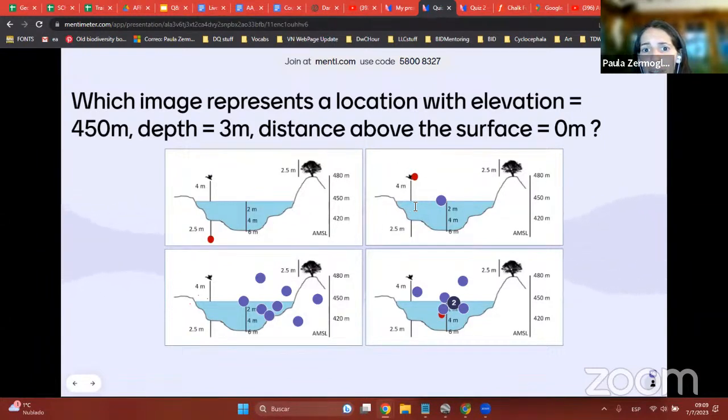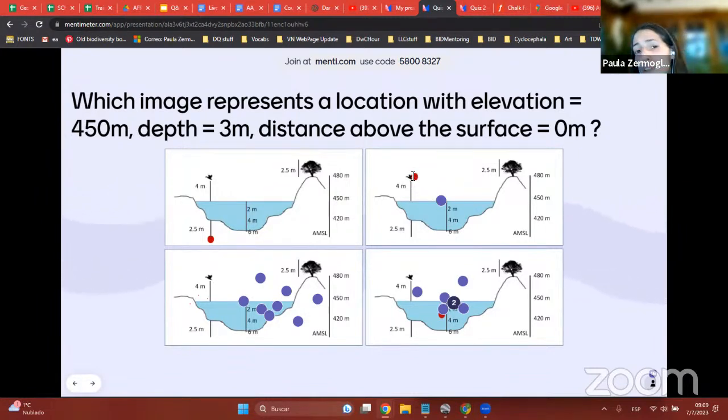Because for depth to be 3 meters, the little bird should be swimming in the water. So there is no depth here because we're not underwater. So if we were to complete this field, and this is important, we will leave it empty. We do not put 0 meters. We do not put NA. We do not put a dash. We just leave it empty.